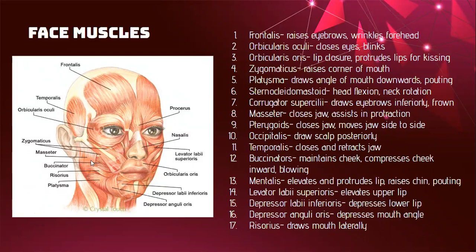Your buccinators, right here, maintain your cheek, compress the cheek inward, and also help with blowing. So when you want to blow out your candles, that's your buccinators. Here are some pretty wordy ones. The depressor labii inferioris depresses your lower lip. Depresses means, you know, down. It makes your lower lip go more downward. And risorius, right here, this little curvy, wavy muscle, draws your mouth laterally. So you can literally draw your mouth in a straight line, and that's your risorius. I know some people can't really do this because the risorius doesn't quite work the way they want it to, but you are able to do it to some extent. So maybe try it out.